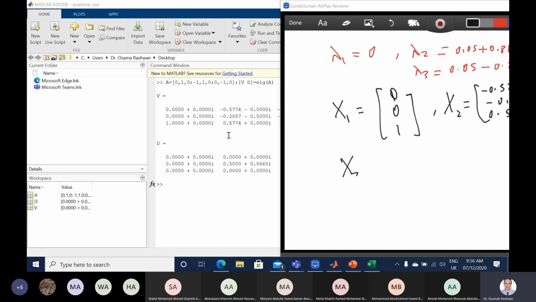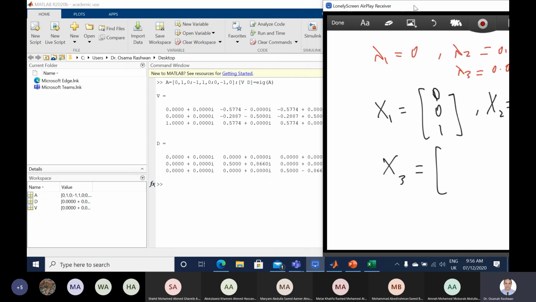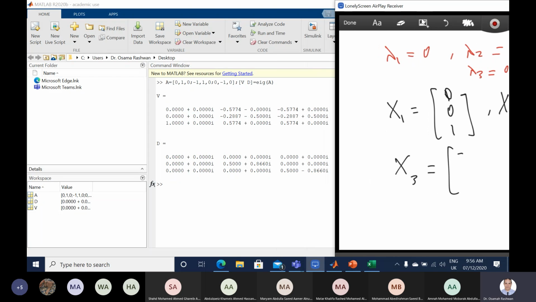Okay, your last one, x3, which will be the last column, the third column here. It will be minus 0.5774. Okay, there is 0 with the imaginary part, and here you have minus 0.2887 plus 0.5i, and you have 0.5774 plus, there is nothing here.